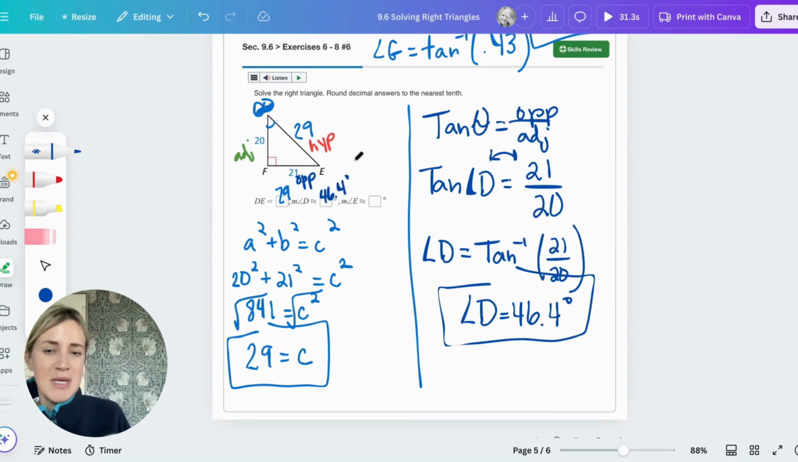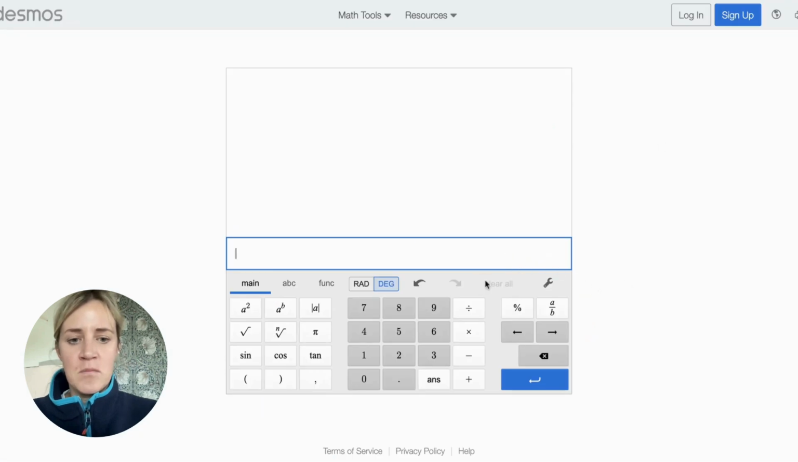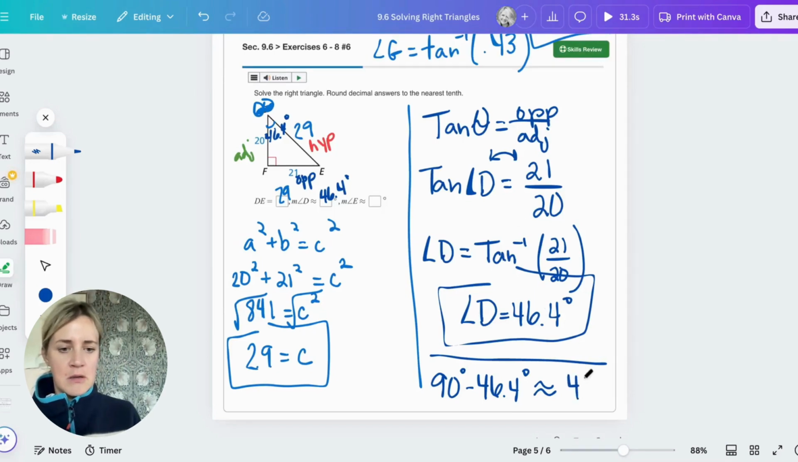We could use all sorts of things. We could now use trigonometry, SOHCAHTOA. The easiest thing though, don't forget, remember the sum of the angles? If we know this is 46.4 degrees, all three angles must add up to 180. So 180 minus 90 is 90. If we do 90 minus that 46.4 degrees, that's going to give us our final angle. 90 minus 46.4 is 43.6 degrees, our final angle. And that one was angle E.